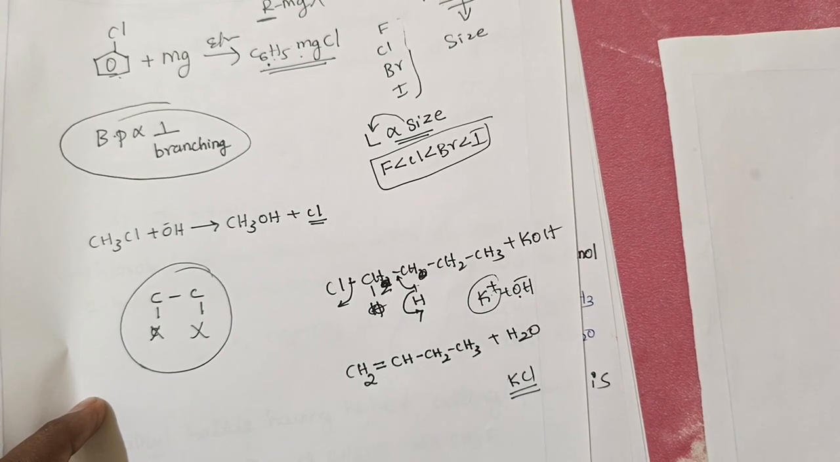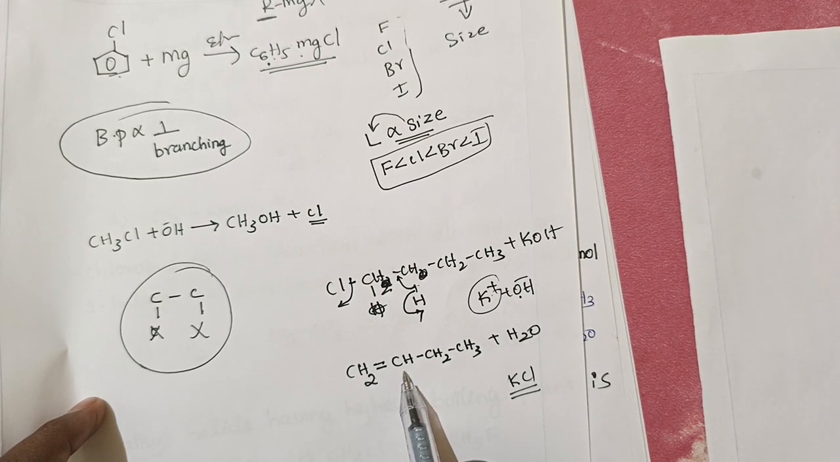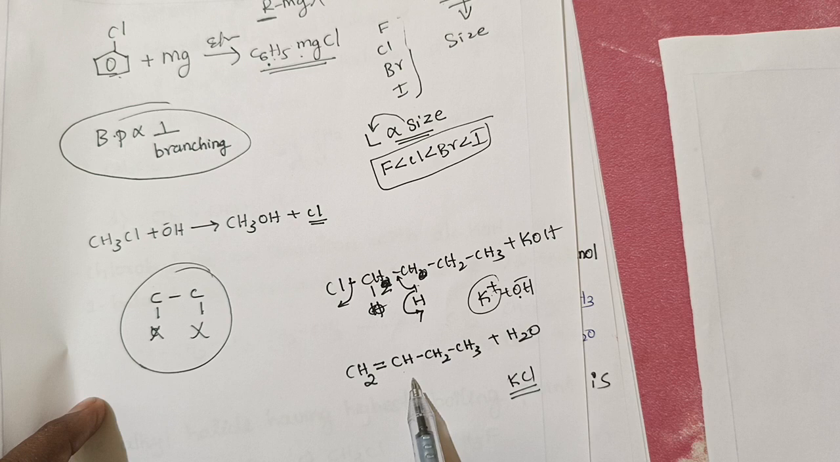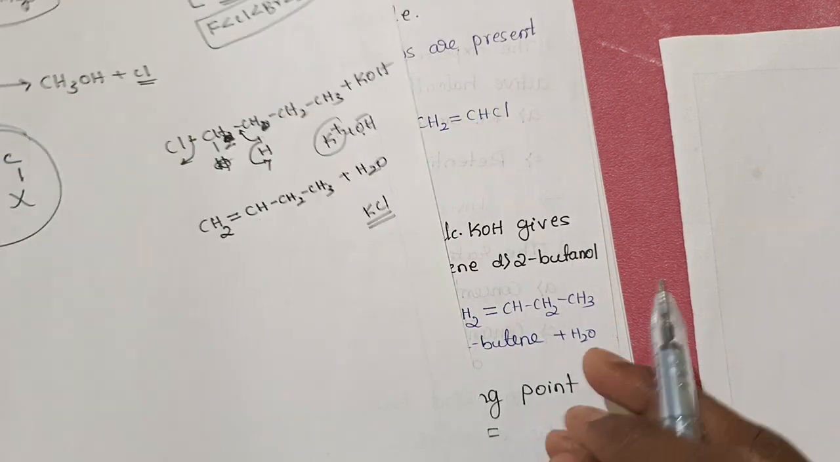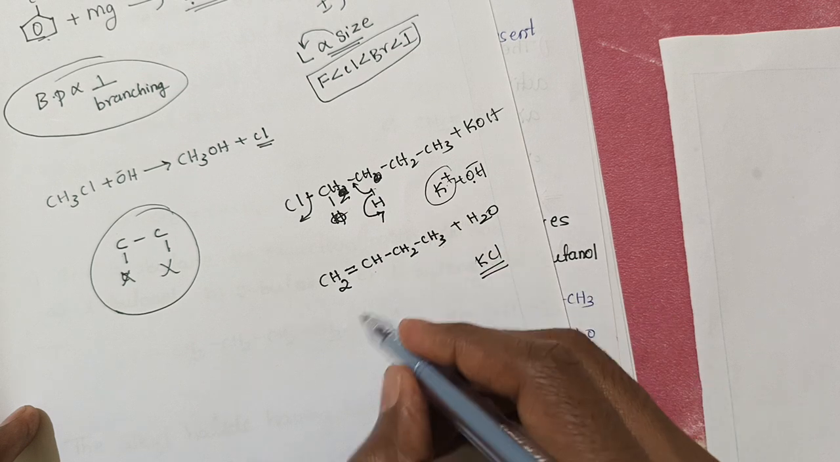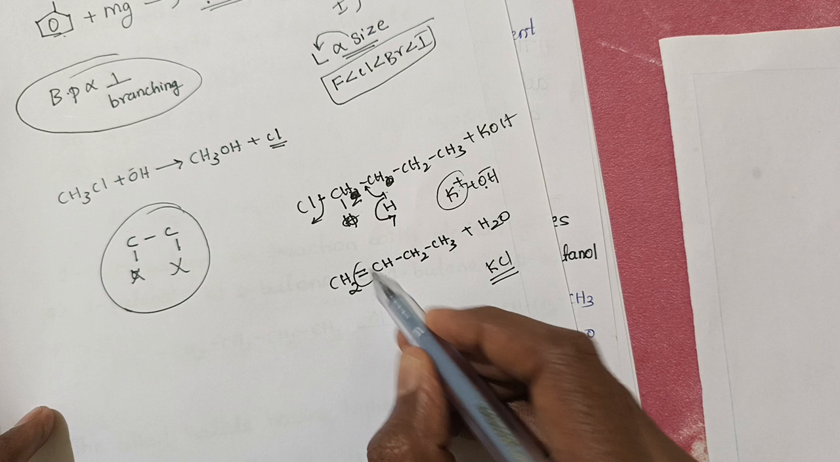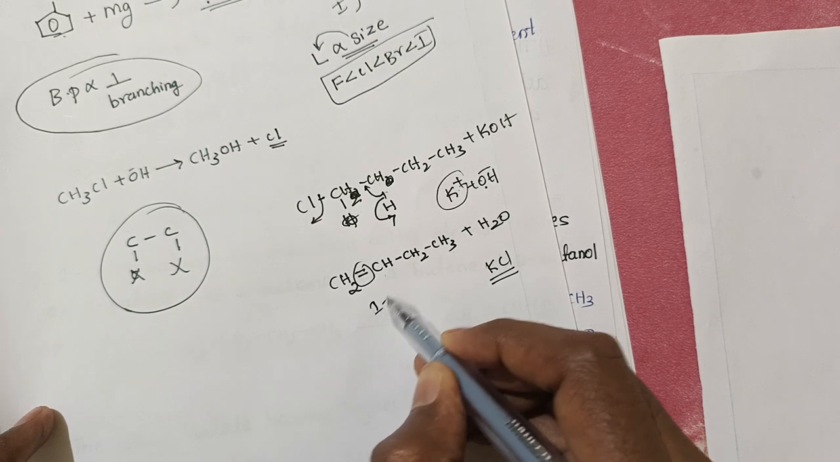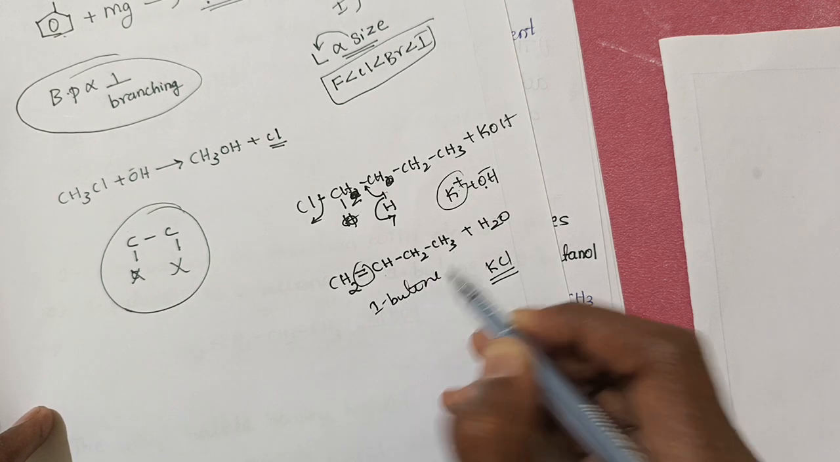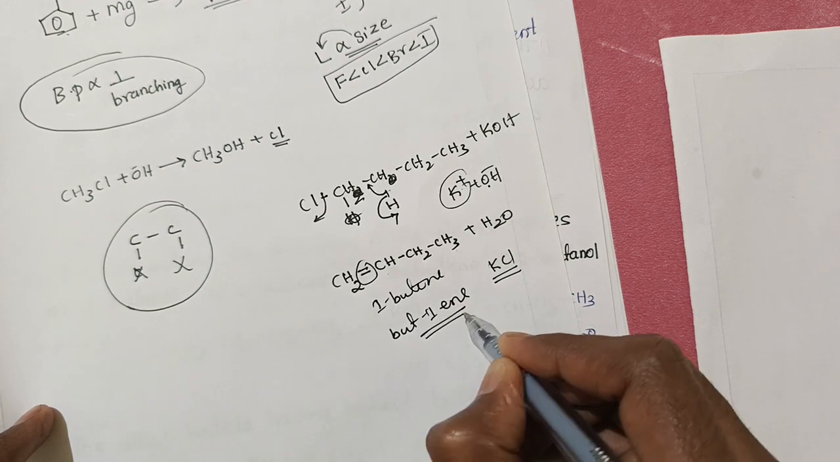So what is the remaining thing here? CH2 double bond CH, CH2 CH3. What is the product? What is the name of this one? So the name is 1 2 3 4. So 4 means but. At the first carbon atom you have the double bond. So therefore 1-butene, or you can also write but-1-ene.